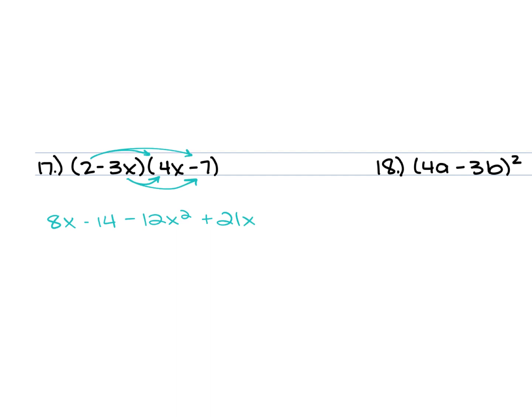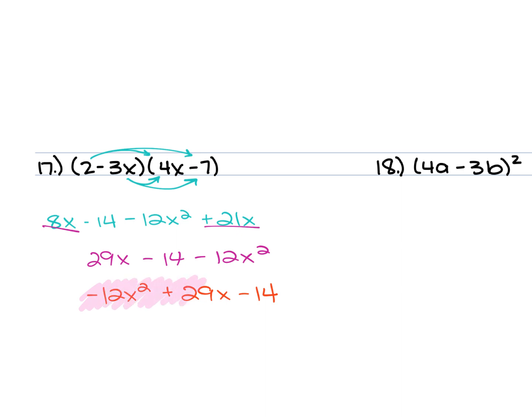You have like terms with the 8x and the 21x. That gives us 29x minus 14 minus 12x squared. If we're putting this in standard form, that 12x squared has to go down first, which is negative. So it's negative 12x squared, then the 29x, and lastly, the negative 14. So you'll realize with these, when I do put them in standard form, whatever sign is in front of them starting off stays in front of that term.